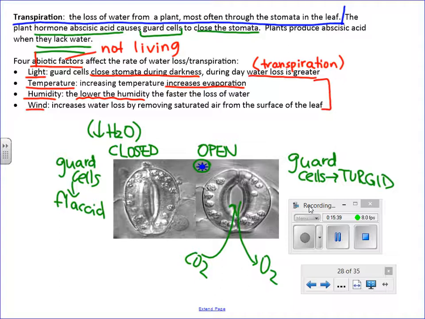So when I think about those three factors specifically, those three factors have an effect on abscisic acid. If the temperature is high, humidity is low, or wind is high, abscisic acid will end up being produced because the plant will now lack water.